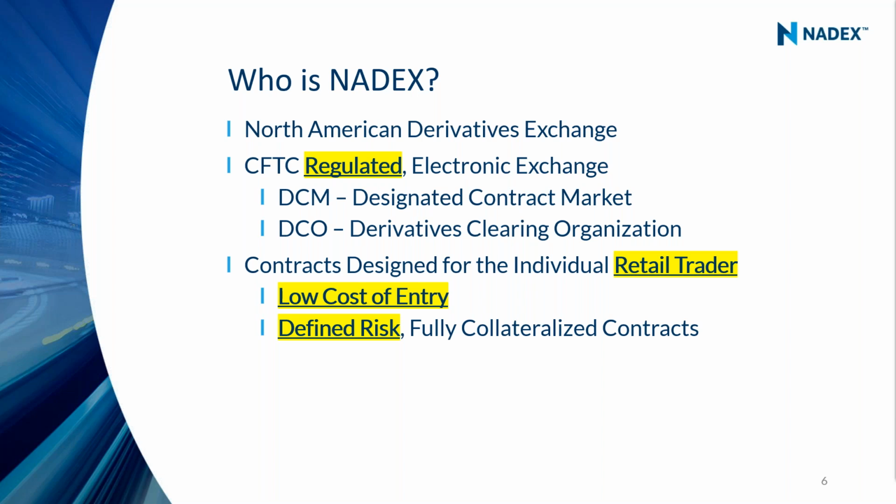You could do it with hundreds of dollars. Of course, you can trade with more money, and you could scale your size up and down if you'd like. But if you're just a small trader just learning how to trade, it's got a low cost of entry, and every one of our contracts has defined risk. You know exactly what you're getting into before you place a trade, so you can never lose more than what you initially put into a trade.